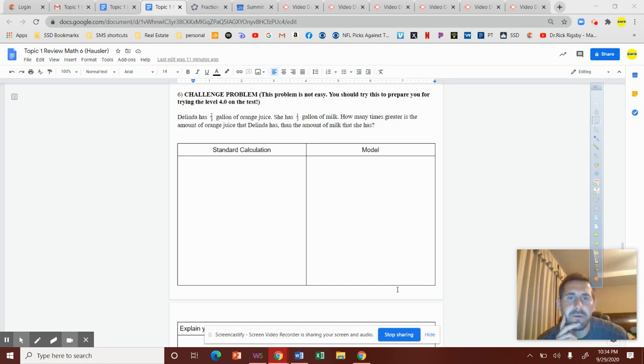This is our challenge problem. This one is really just kind of in the language that can get people stumbled up. So, challenge problem number 6. The problem's not easy. You should try it just to get yourself ready for level 4 for your test tomorrow.